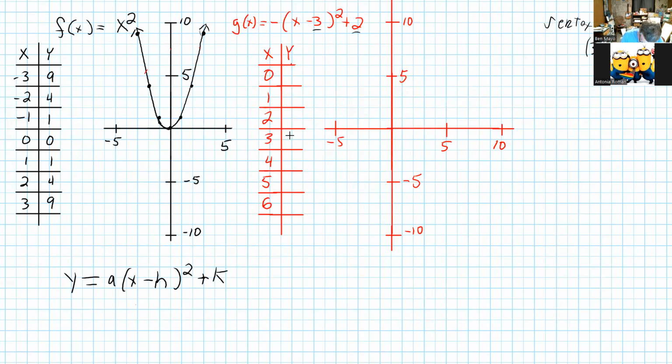So the vertex is at 3, 2. A is -1, so this parabola is going to open downwards. All right? Okay. Now, let's find g of 0.